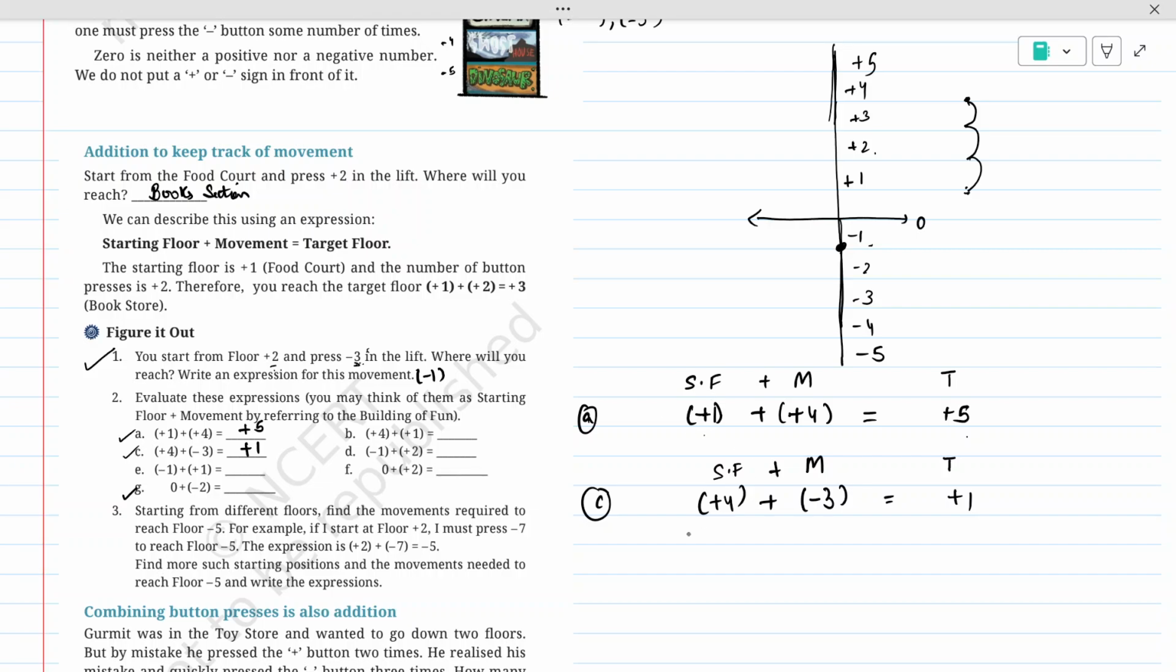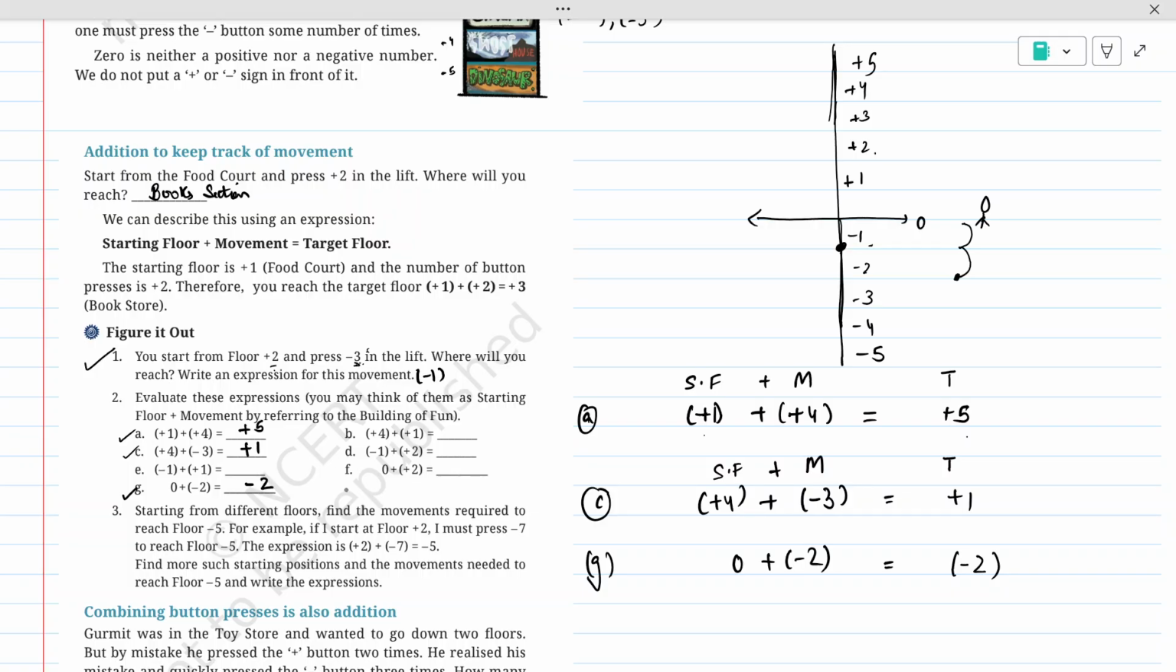I'll take the G part here. G part is 0 plus minus 2. So what is our starting point here? Starting point is 0. That means I'm standing on the ground floor. What I'm doing is making a movement of minus 2. That is, I'm pressing minus twice. First time, second time. So where have I reached? I have reached the second floor below the ground. Okay. So this is how we have to do this.